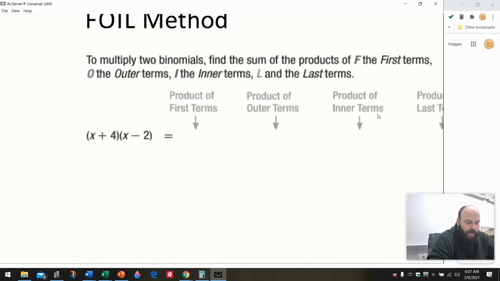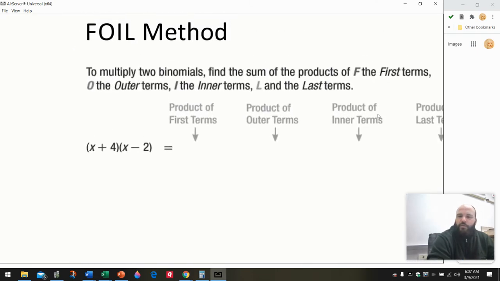So here's what we have. We have two different polynomials, and in this case these would be called binomials because there are two terms within each of the parentheses. The first one has an x plus 4, and then the second one has an x minus 2. And what we are going to do is use an acronym, and that acronym is FOIL, F-O-I-L. And each one of those letters stands for a word.